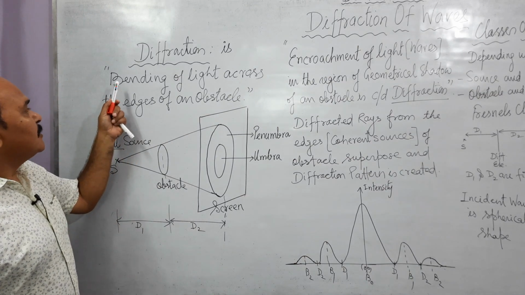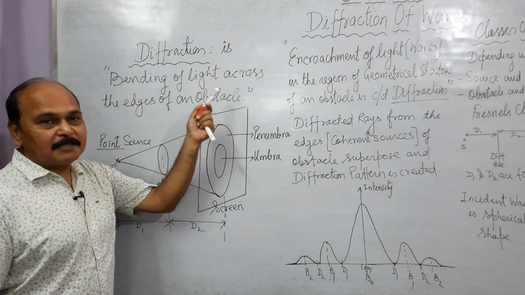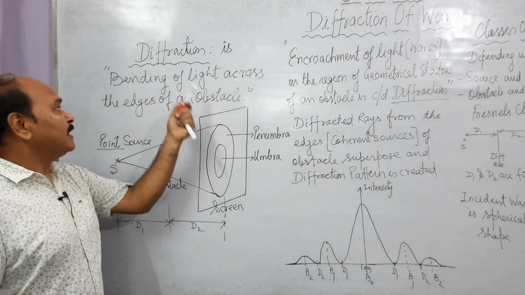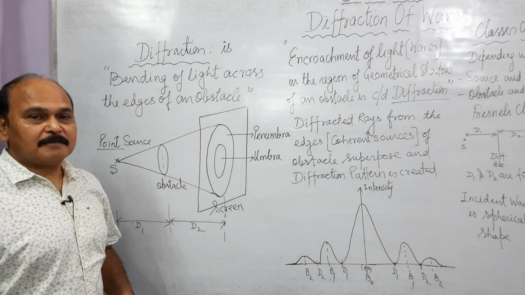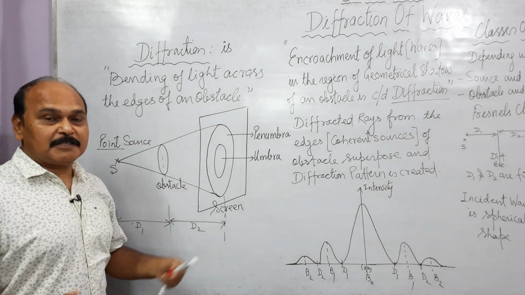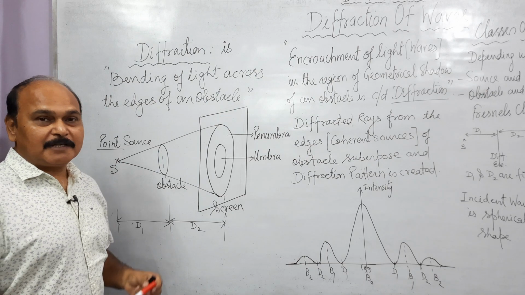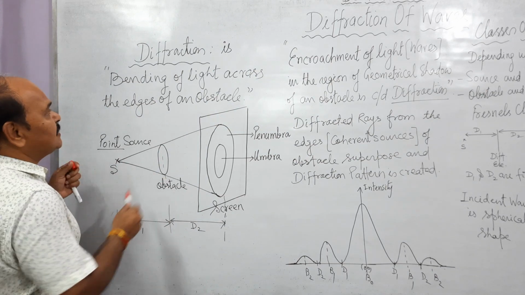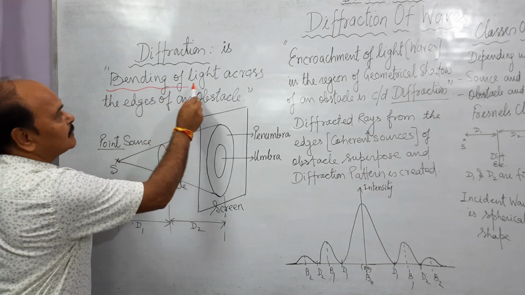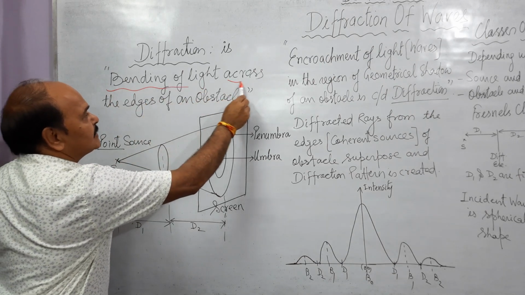Well, diffraction is defined as bending of light across the edges of an obstacle. This is the definition we start with when we study this for the first time. So what is diffraction? Diffraction is bending of light across the edges of an obstacle.